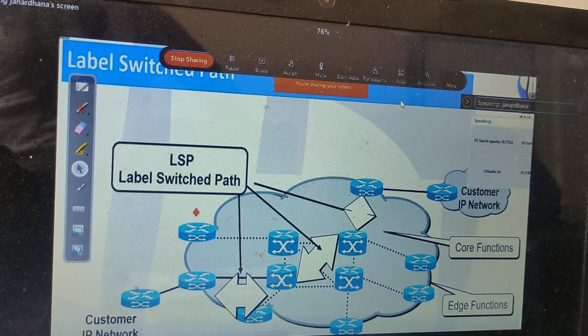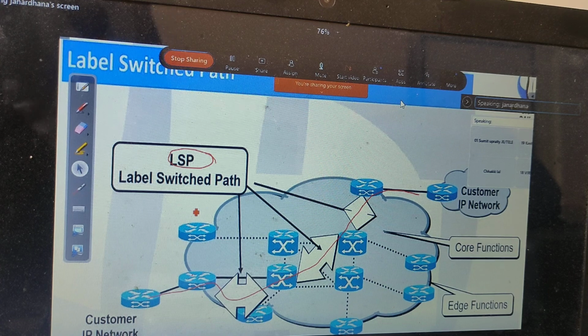These are the technologies we should know when we are going to implement MPLS at our site. And if you see here, this is the customer. So this is the path. What will this path be called? This path will be called an LSP, label switched path, the path between the two LERs. So it is called the label switched path.